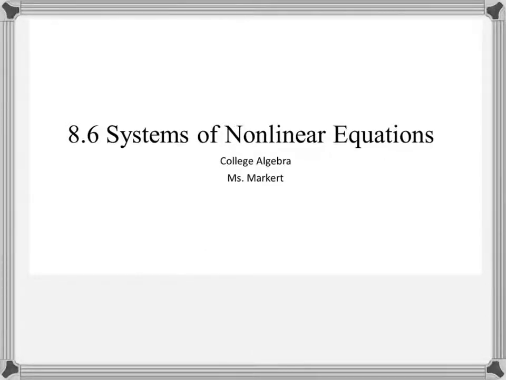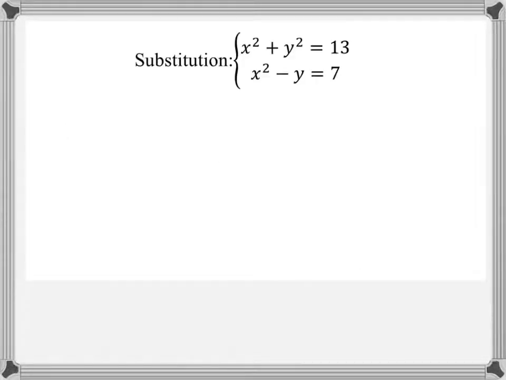Systems of nonlinear equations. So up to now, we've just looked at systems of linear equations. So, for example, here we have a system that is a circle and a parabola. So these are nonlinear systems. And I'm going to solve this same system two different ways. First, I'm going to use substitution, and then I'm going to solve the same system using elimination. So the same methods that we use for linear systems can be used on nonlinear systems.